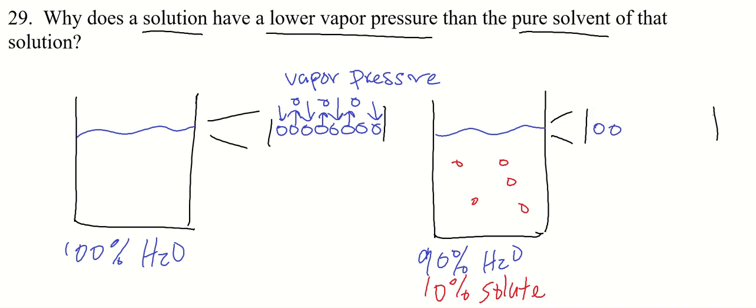Here are my water molecules, and now there's some salt. And now there's some solute molecules in there as well at the surface. So you can already see there's not as much ratio, or proportionally as much, water molecules at the surface. So there's just going to be fewer molecules of the solvent, in this case water, to vaporize. So that's going to lower the vapor pressure.